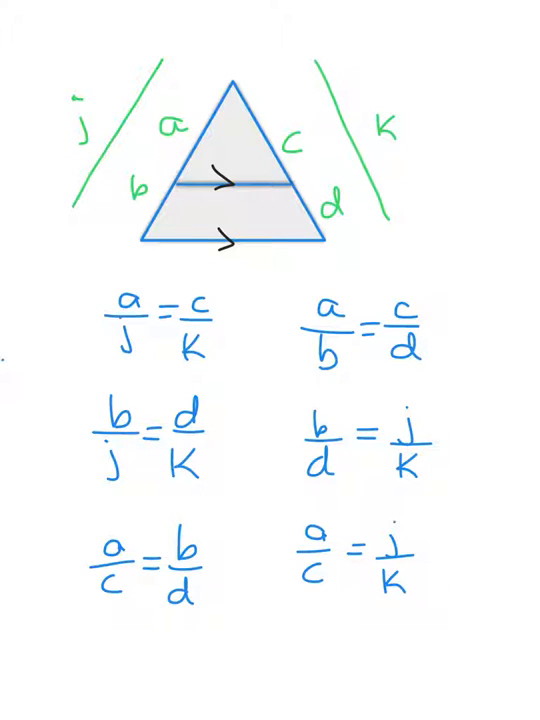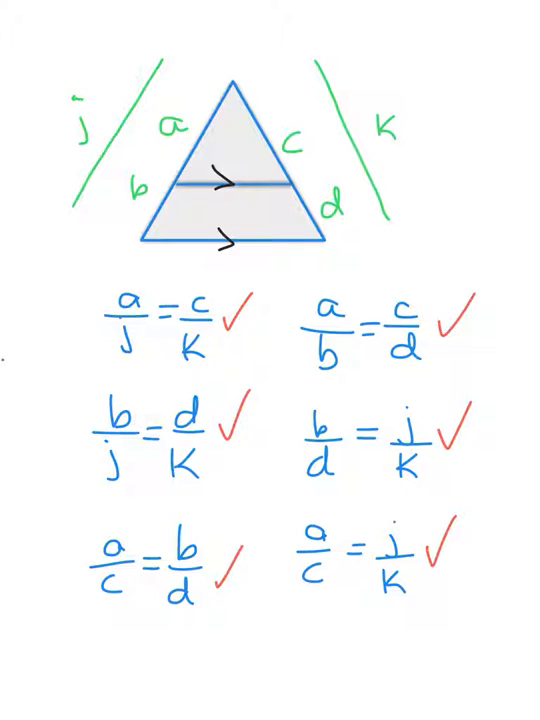Because of that theorem, we have a lot of different proportions that we can use with these parallel lines. So I can say that AJ is to CK, that's one proportion. I can say BJ is to DK. I can also say AC, the top of that triangle, is to BD. I can say AB is to CD. I can say BD is to JK, so the smaller portion of the triangle is on the bottom as opposed to the whole side. And I can also say that AC is to JK.